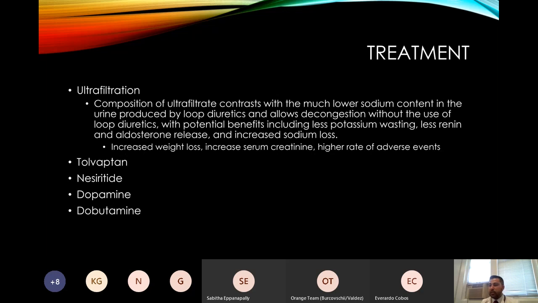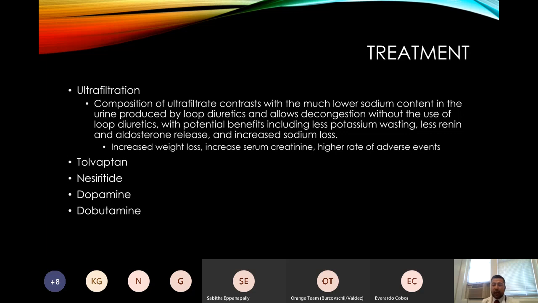Other modes of treatment, which are less studied and still gaining approval with the FDA: ultrafiltration is still well known, and this requires passing blood through hollow fibers made of semi-permeable material while applying a negative pressure to the space surrounding the fibers, causing isotonic fluid to be removed from the intravascular space. The composition of the ultrafiltrate contrasts with the much lower sodium content in the urine produced by the loop diuretics and allows decongestion without the use of loop diuretics.